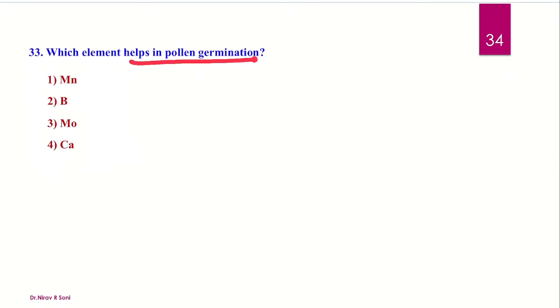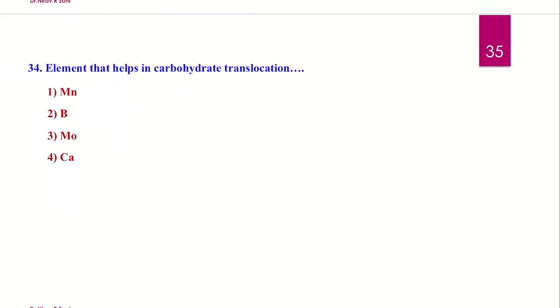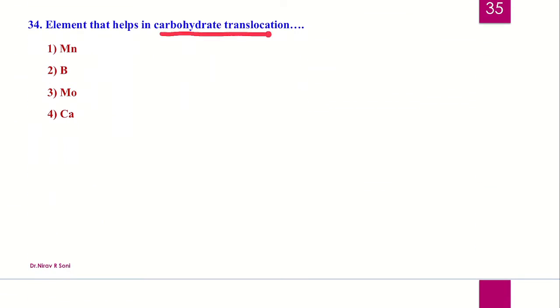Which element helps in pollen germination? Boron is responsible for pollen germination. Which element helps in carbohydrate translocation? Again, boron is responsible for the carbohydrate translocation.